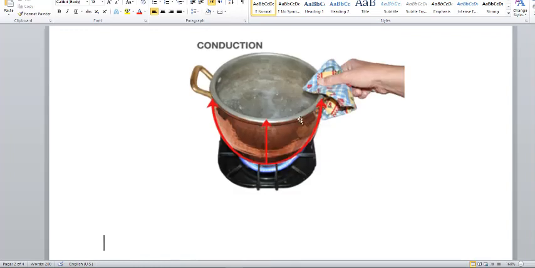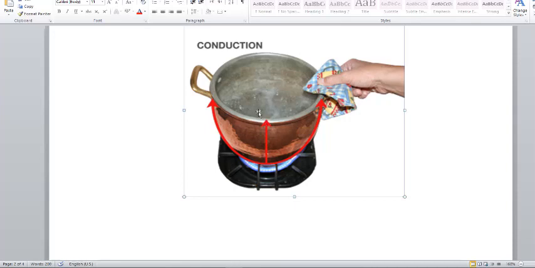Now here we have a picture. We have a stove. Here's our fire, the stove, and this is our pot. Now, the heat from the hot object goes to the cold object. The heat from below goes up. Do you see the red lines? This is a red arrow going up. That means heat from the hot object is going to the cold object.